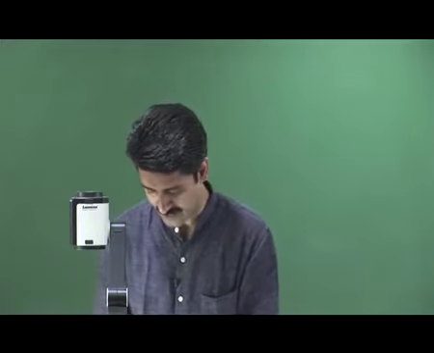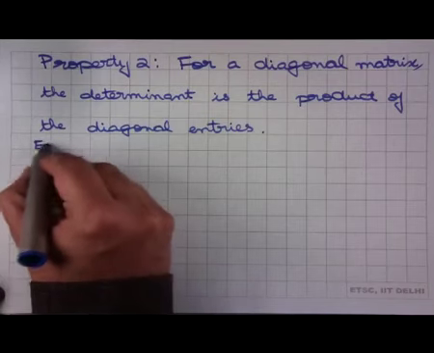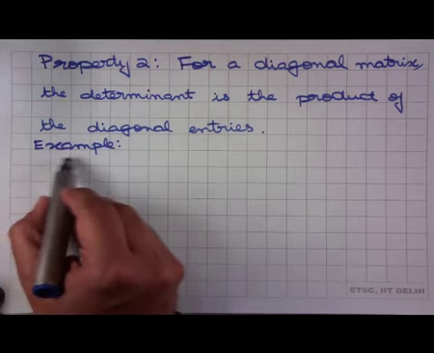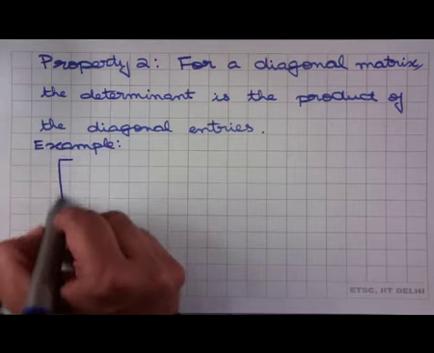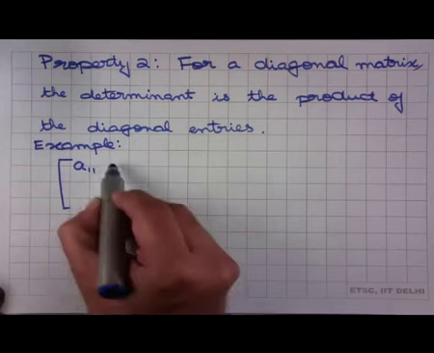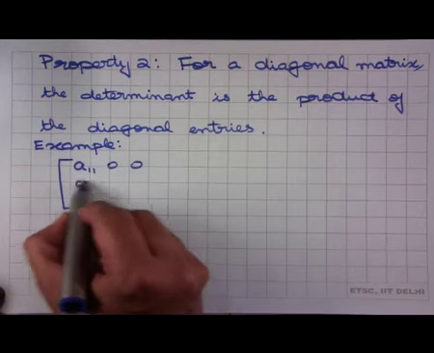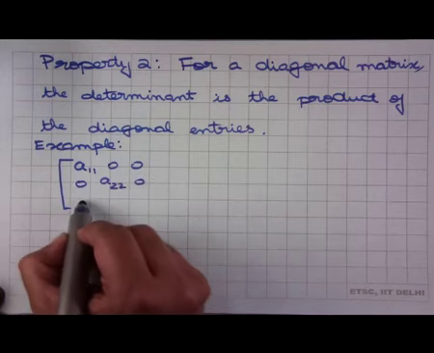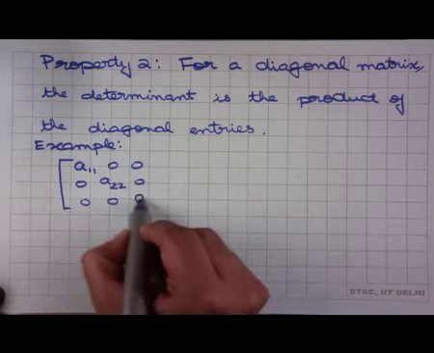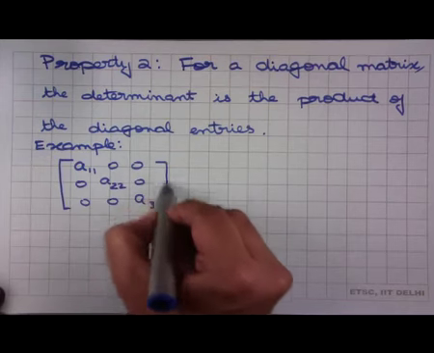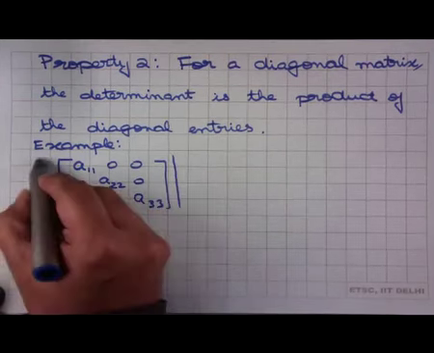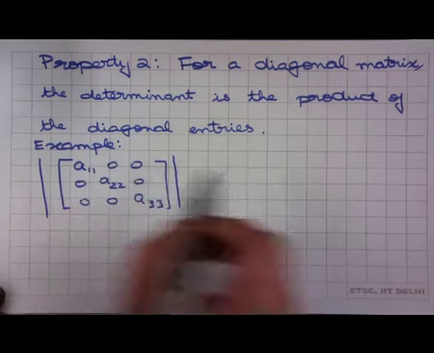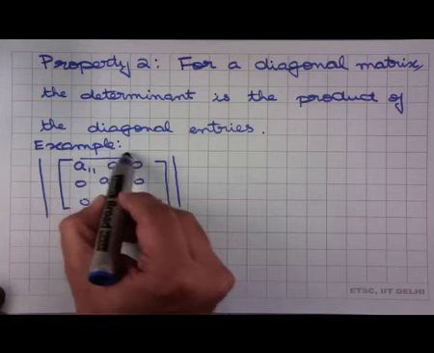So, the example that we look at of a 3 by 3 matrix is that if you have a matrix A 1 1, it's a diagonal matrix, right. So, the off diagonal terms are 0, A 2 2, A 3 3. Okay. Now, if this is a matrix and we want to take the determinant of this, then we can expand along any row or column. So, let us for example, expand along this row.